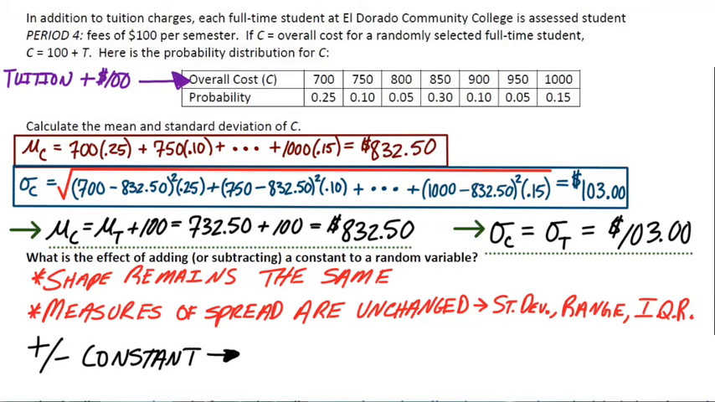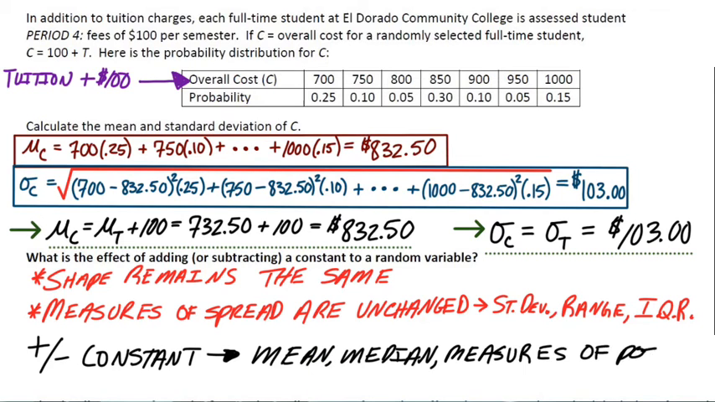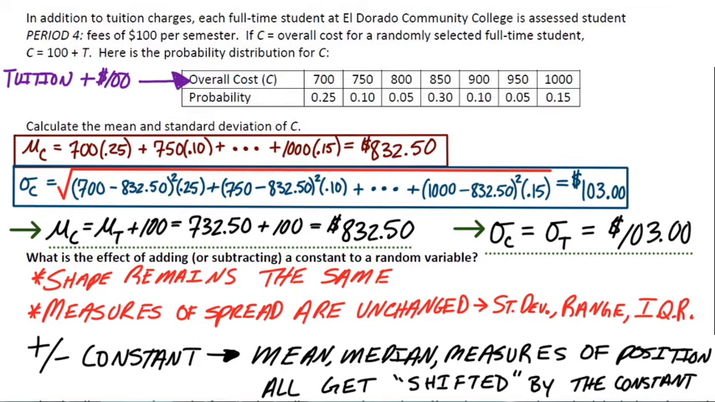Whereas the measures of center or the measures of location, like the mean and the median, those are two measures of center, those will change, obviously. If you add 100, they'll shift up by 100. And also the measures of location, like percentiles, or quartiles, or max-min, all the measures of location, or if you want to call it measures of position, those all get shifted just like the measures of center, like mean or median. They'll get shifted by whatever the constant is. In this case, it was plus 100.